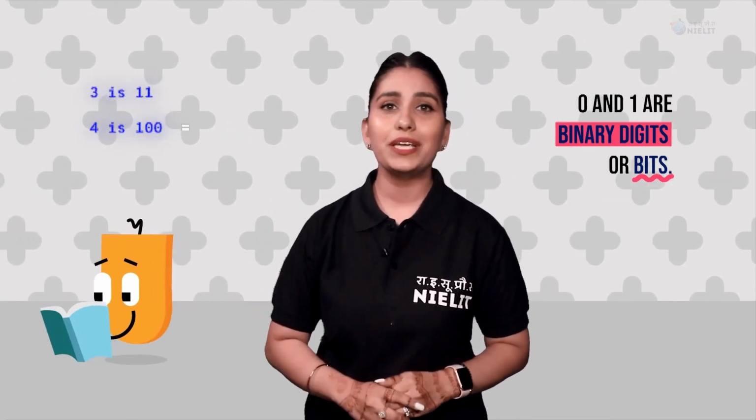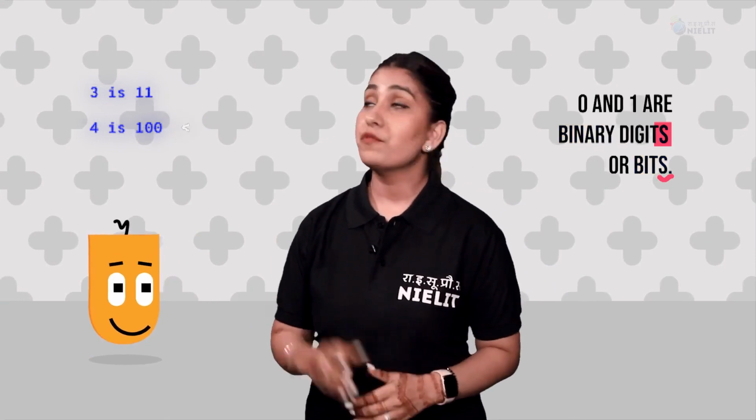Do you know how we write number 3 in binary? We write number 3 as 1 1. We write number 4 as 1 0 0. We will learn more about binary in later course. Now we know what language computer understands, but how do we tell them what we want? How do we give them inputs? So before going into that, let's understand what is hardware and software.